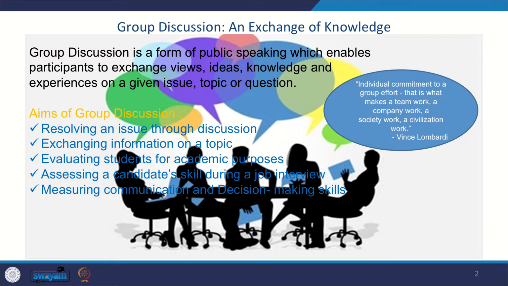Group discussion is a face-to-face public speaking situation which enables participants to exchange views, ideas, knowledge, and experiences on a given issue, topic, or question. Many of you also might be thinking of what could be the aims of a group discussion. Why group discussion? Human beings have always a tendency of making groups, and that is why they at times converse in groups also. But then, can group discussion be taken as a professional requirement in today's world? And if so, what are the aims?